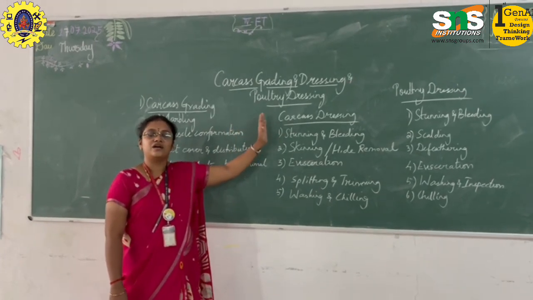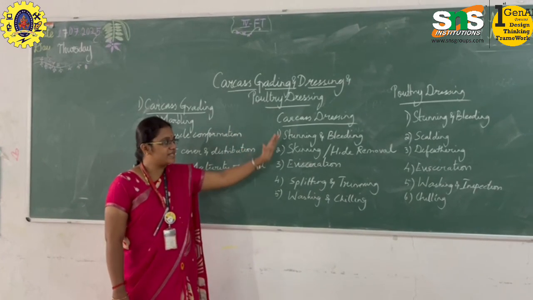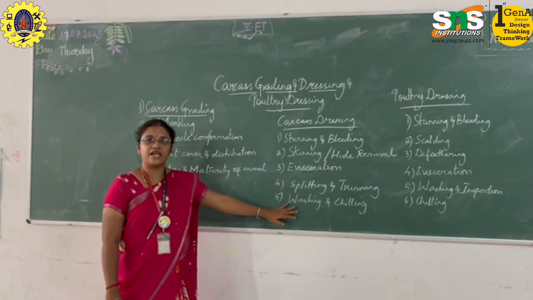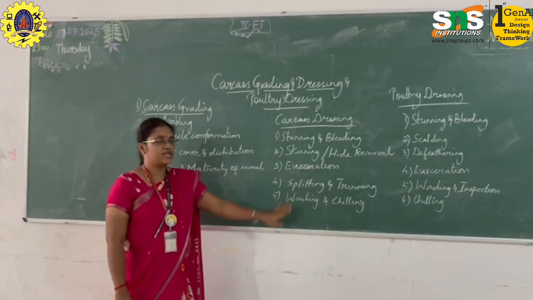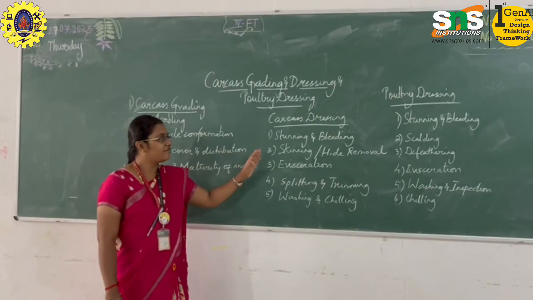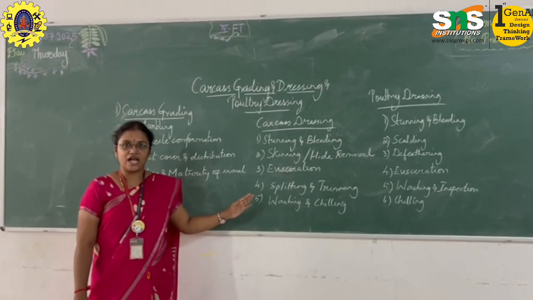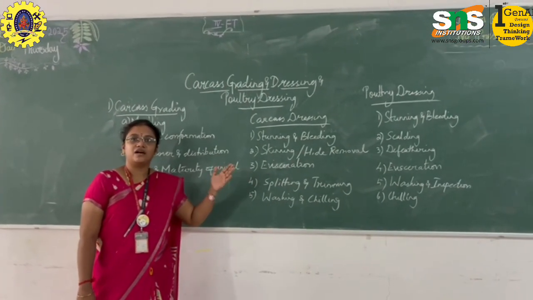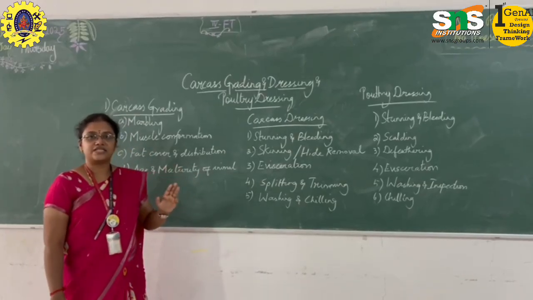Okay, so next, after grading, we are going to dress the carcass. Dressing includes five initial steps. Dressing plays a major role, because if these dressing operations are not carried out, the quality of the product will obviously get affected.